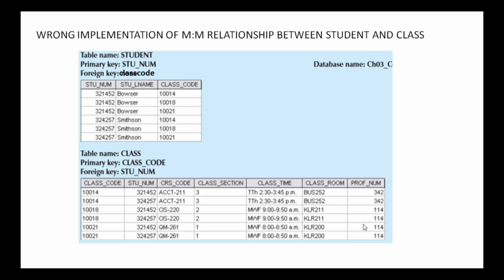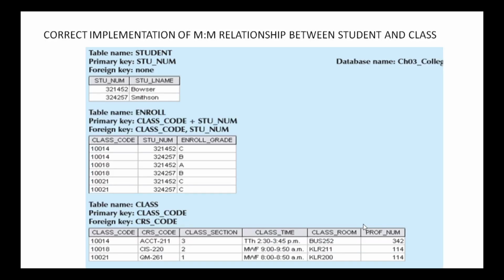So this is the wrong implementation of many to many relationship between a student and class. Practically, it's not possible to implement many to many relationships directly. So to implement a many to many relationship, we have a bridge entity. Just see this diagram. It's a correct implementation of many to many relationship between student and class.